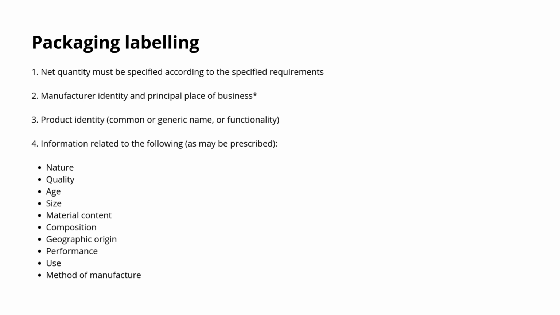You can also find the following packaging labeling requirements in the Act. As mentioned, we have the net quantity, but also the manufacturer identity and the principal place of business. Now, this could also be a company that has commissioned a manufacturer to produce products on their behalf. Say, a company that's importing products from China, for example. They have their own brand and they design products and they outsource that production to another company. Product identity and also information related to the following as may be prescribed. This is quite vague, but could be information about the size, material content, geographic origin, and so on.